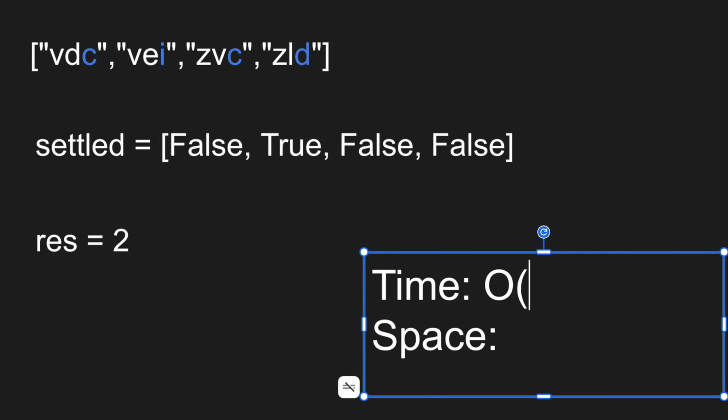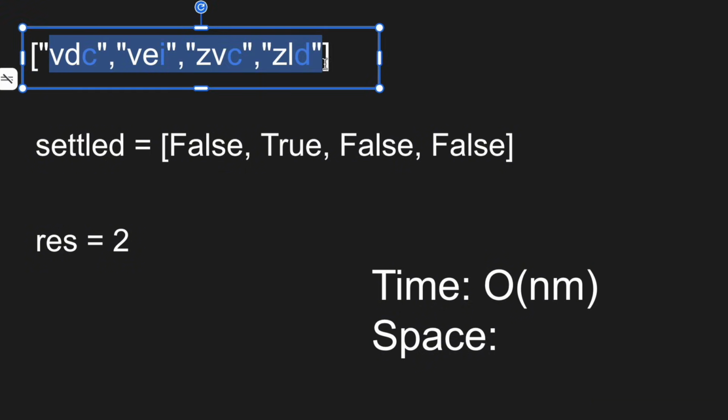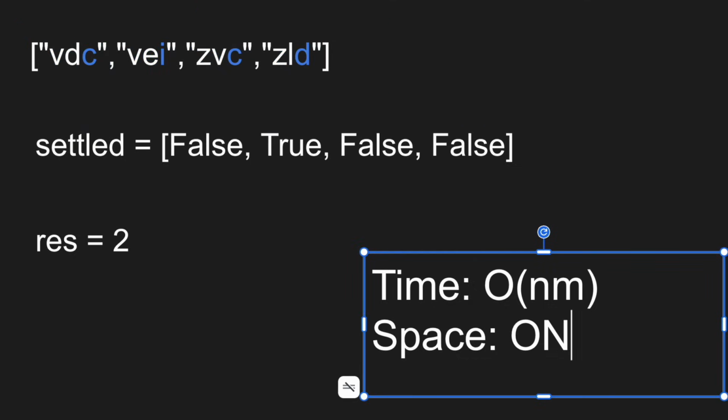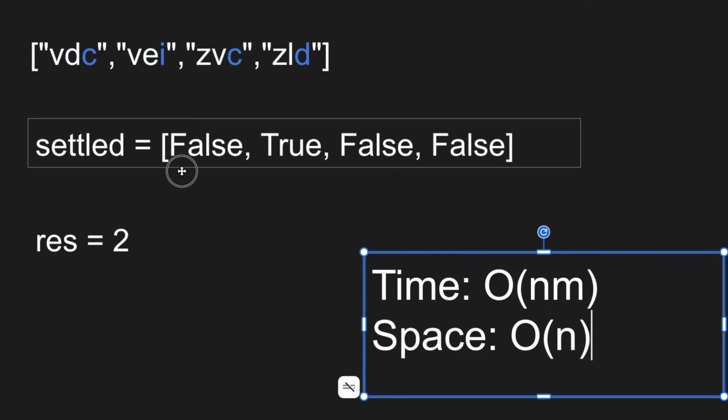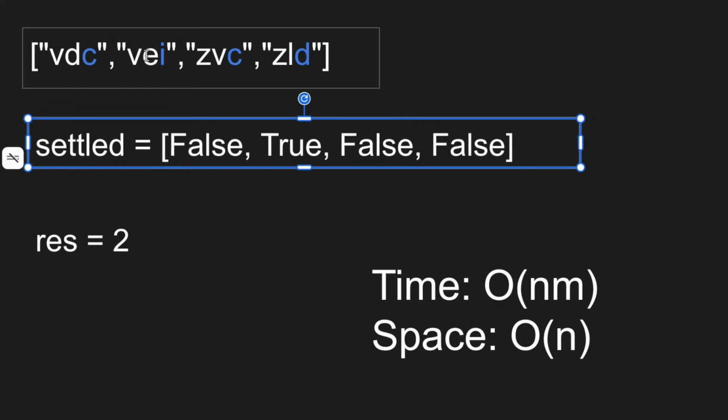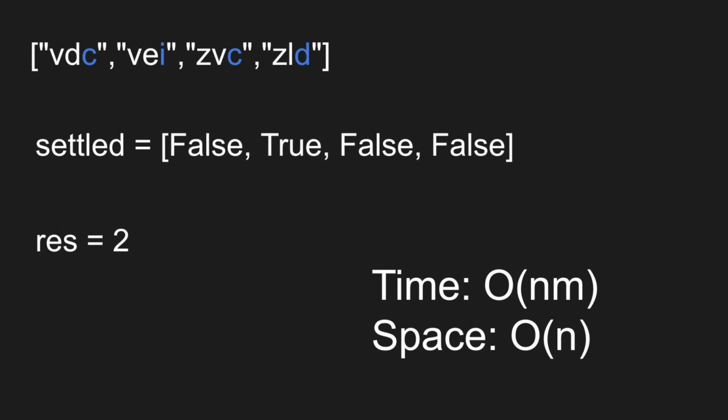The time complexity would be O of n times m, where n is the number of rows and m is the number of columns, because that's the number of characters that we will have to iterate through. And the space complexity would be O of n because this settled array depends on the number of rows in the input. So now let's get to the coding part.